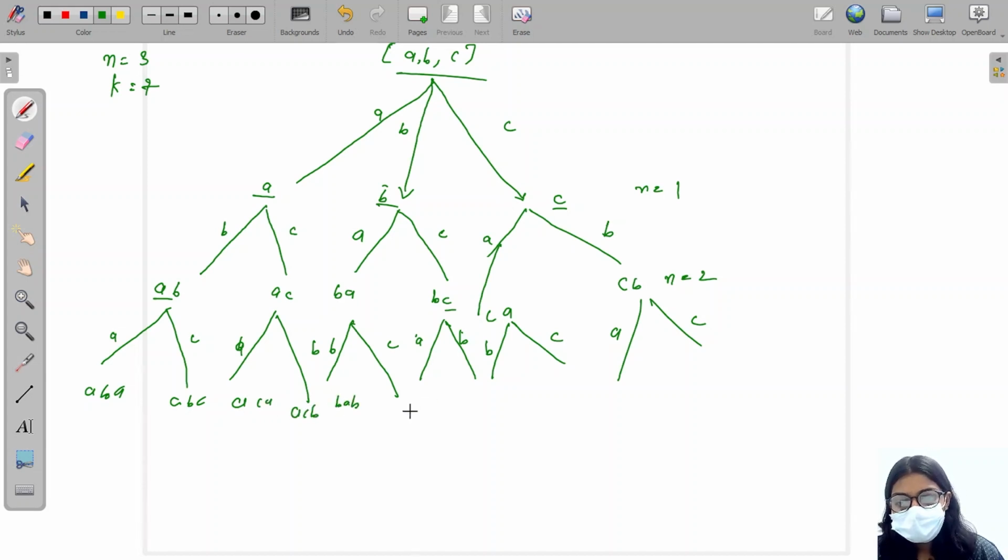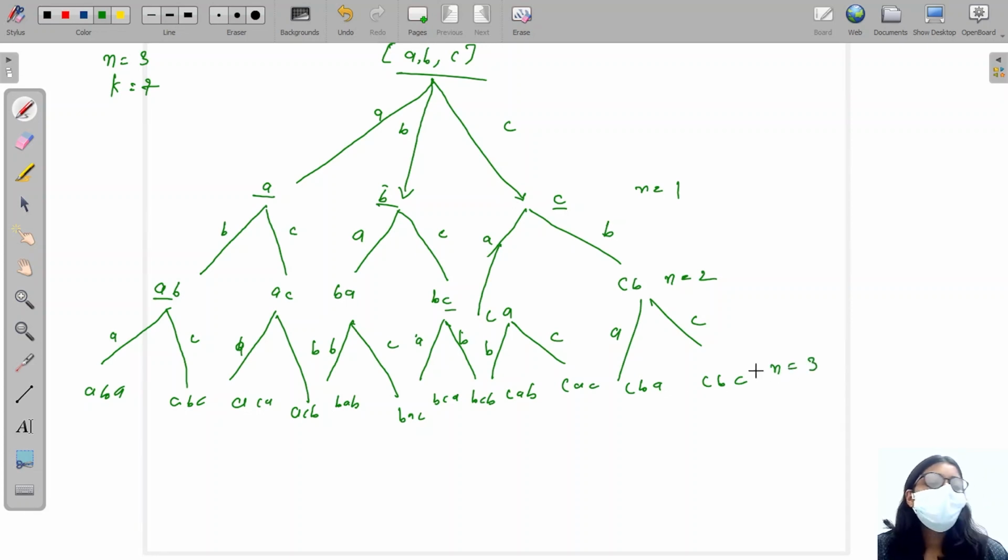BAB, BCB, sorry, BAC, then BCA, then BCB, then CAB, then CAC, then CBA, then CBC. These are all the happy strings of length n, and here the seventh string is BCA, right? This is my seventh string. Okay, seventh lexicographically smallest happy string.